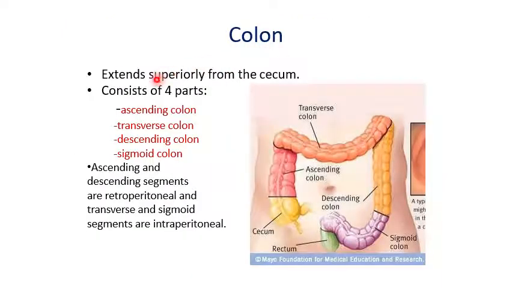Now the colon extends superiorly from the cecum. This is cecum, and the colon extends upwards from the cecum. The colon consists of four parts: ascending colon, transverse colon, descending colon, and finally sigmoid colon. See, ascending and descending segments are retroperitoneal, meaning only anteriorly they are covered by peritoneum, while the transverse and the sigmoid colon are intraperitoneal, meaning they are covered mostly all over by the peritoneum.